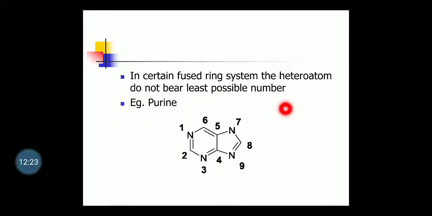we will always give you the numbering in the same way. We have to start with the nitrogen of the 6-member ring, then we have to cover the 6-member ring completely, then shift to the 5-member ring, with numbering proceeding 7, 8, 9 like this.